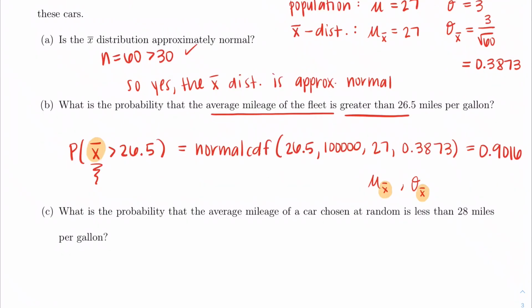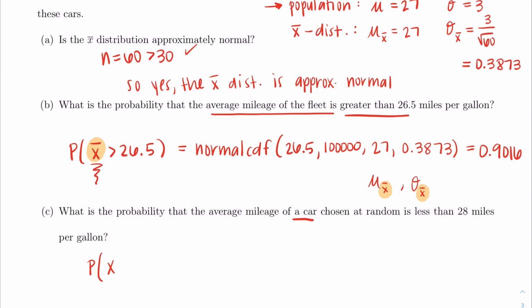Part C is now asking us to find the probability that the average mileage of one car chosen at random is less than 28 miles per gallon. What that means is we are being asked to find the probability that one data value from the population is going to be less than 28 miles per gallon. So we're dealing with the first distribution that I listed up here. In my probability notation, that also means I'm just going to have x, because that's what we use to represent just one single data value.